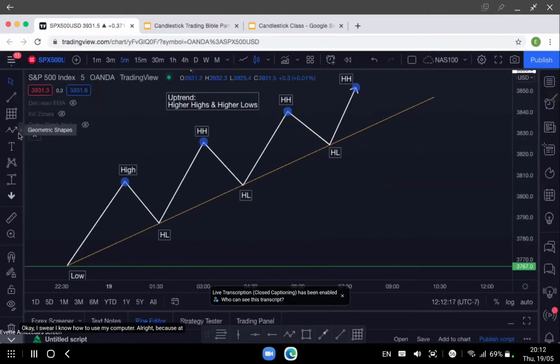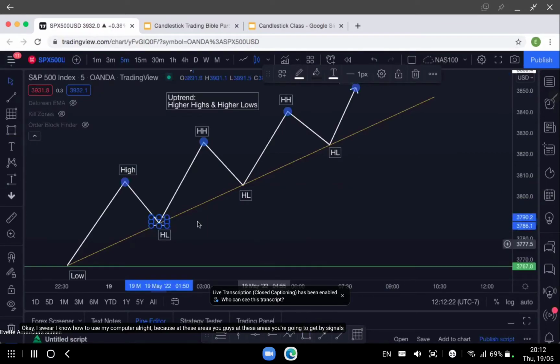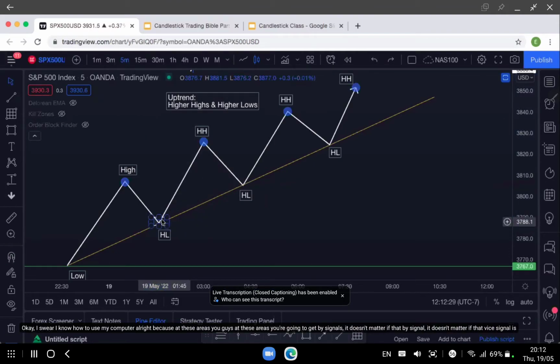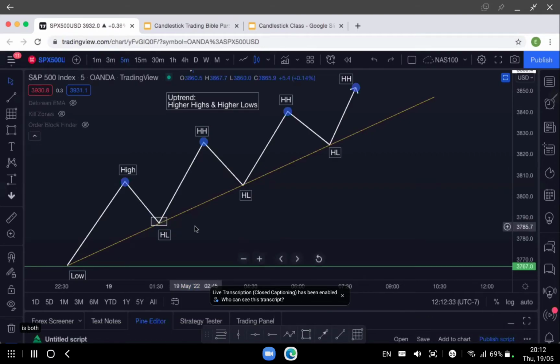Because at these areas, you guys, you're going to get buy signals. It doesn't matter if that buy signal is a bullish engulfing, hammer with a confirmation, bullish harami, right? And if you don't know what I'm talking about, it's totally cool because we're going to go over that. So that's our area of interest. That is going to be our area of interest.